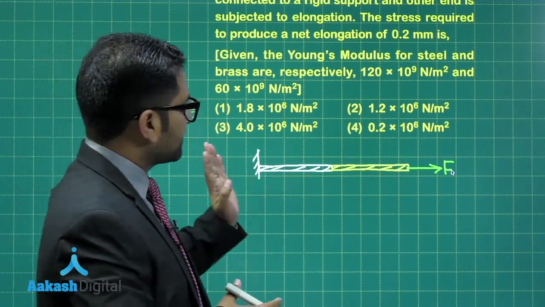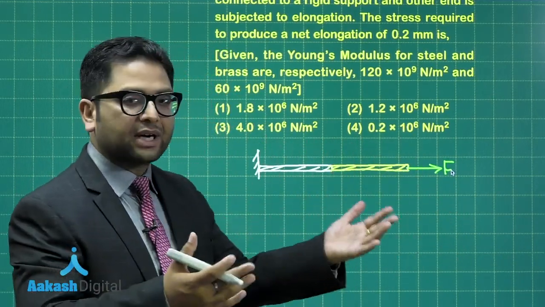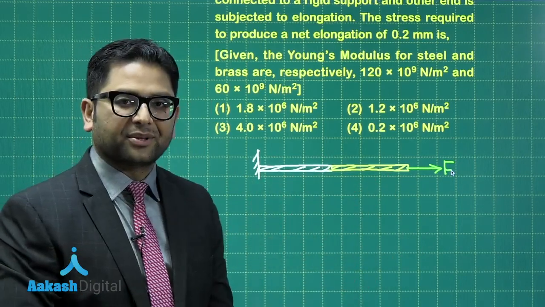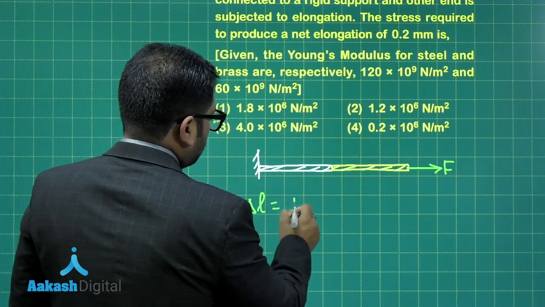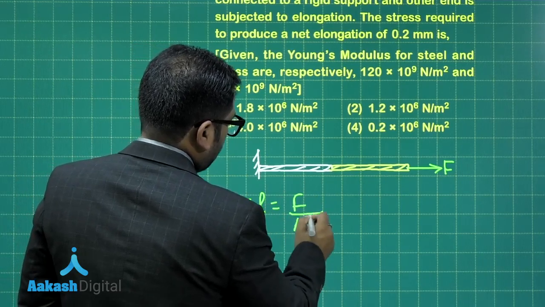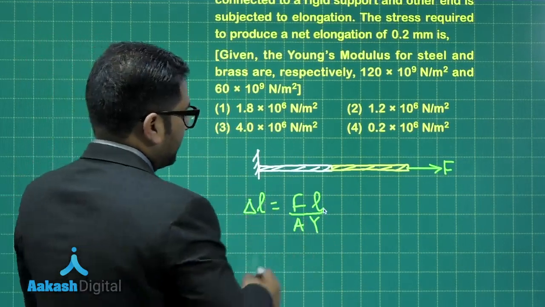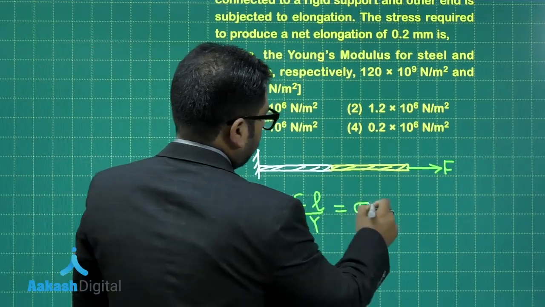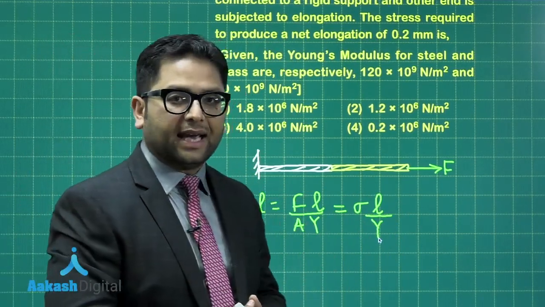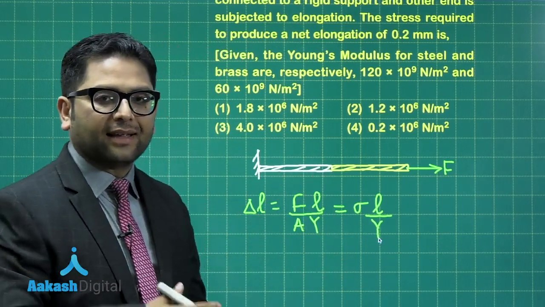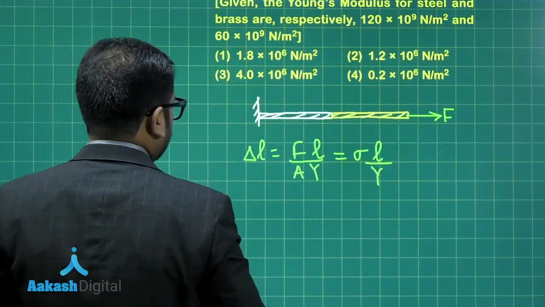Now in this given arrangement, you can easily see that the stress through the entire cross-section, brass or steel, is the same because of the given arrangement. I know that elongation is going to be F by AY multiplied by L. That's how we calculate the elongation. And F by A, let me call it stress, denoting it by sigma, multiplied by L upon Y. Individually let's add the elongation, and that has to be equal to 0.2 millimeter, as given by the question.